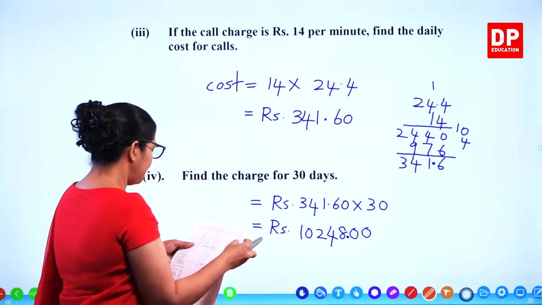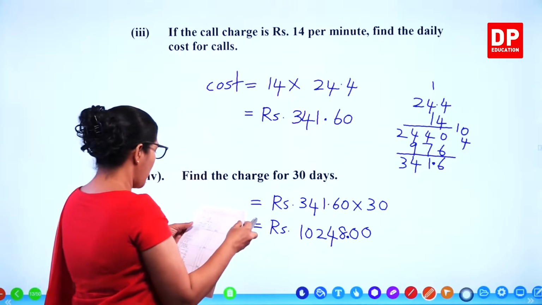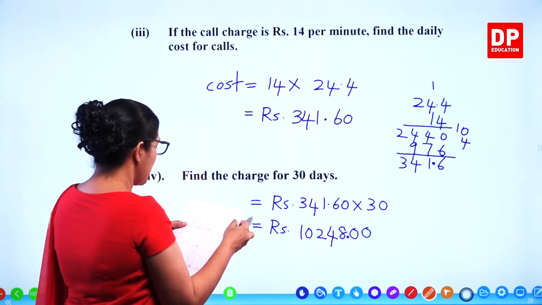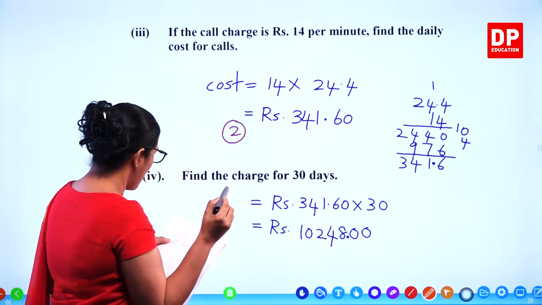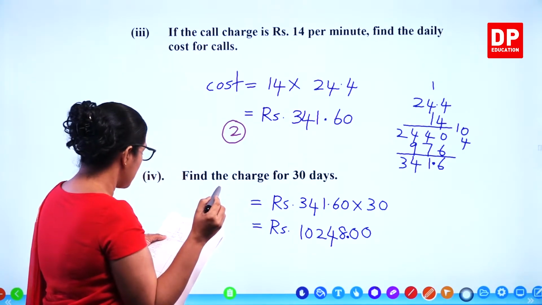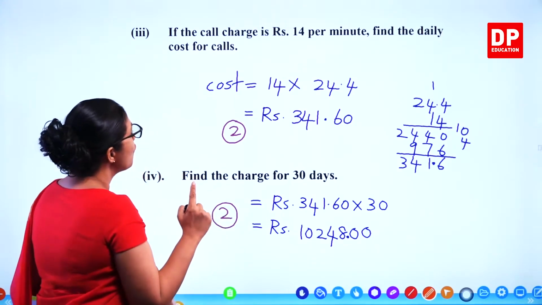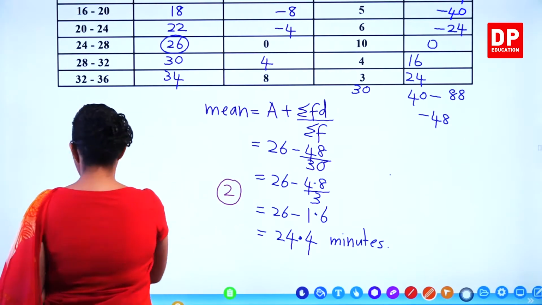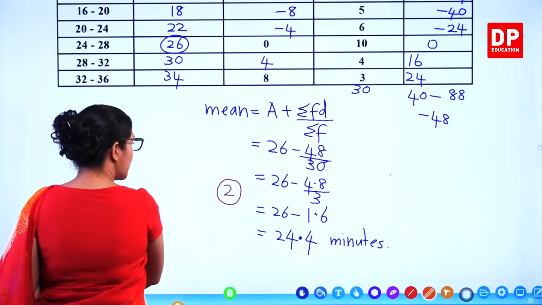So let's give marks for this. You are getting 341 and 60 cents. That's 2 marks. And for this value, 10,248, that's 2 marks again. So 4, 5, 6 and 4, 10 marks for the whole thing.